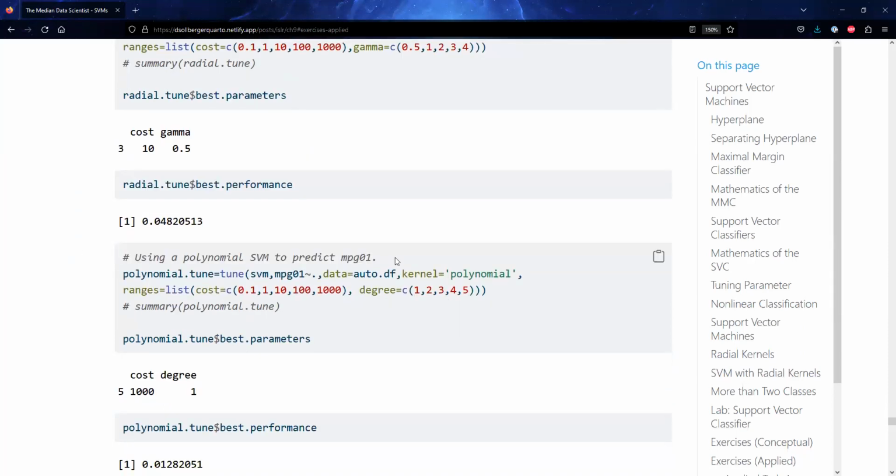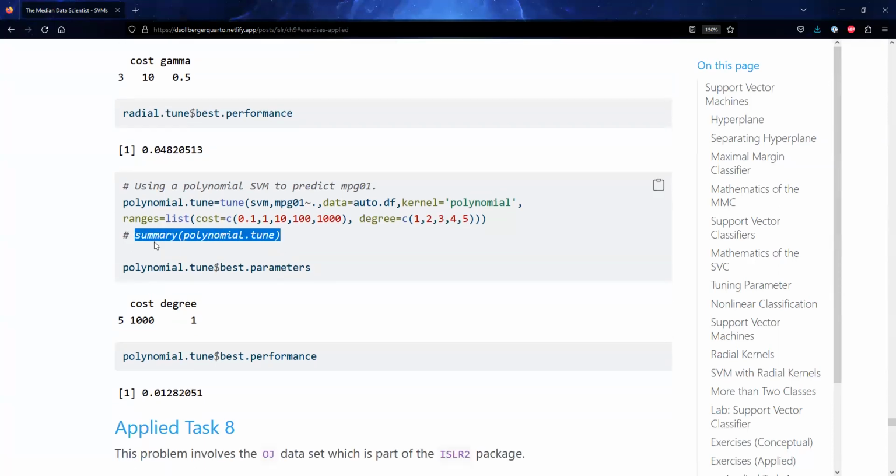I slightly misspoke a minute ago. We could also ask for a polynomial kernel. And when you do that, in addition to the cost value, you ask for degree 1, degree 2, and maybe up to degree 5 as another parameter. Skipping the output, we could once again extract the best parameters.